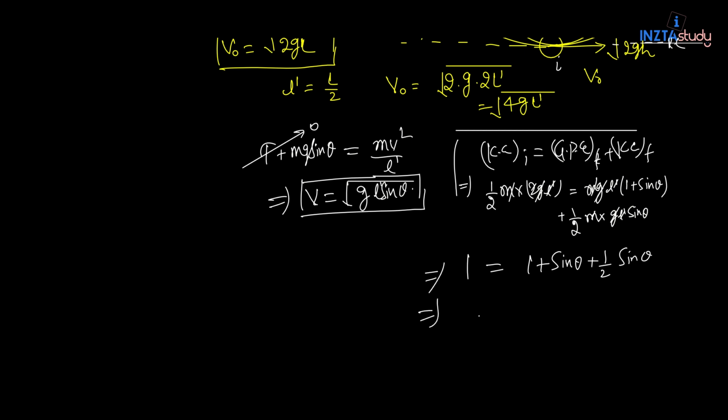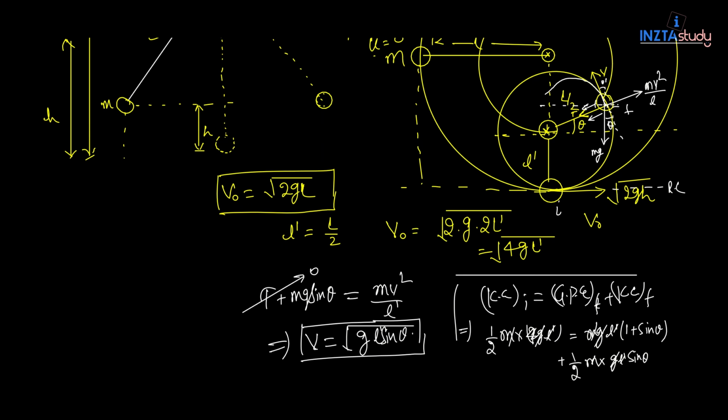It means this 3 by 2 sine theta is equal to, sorry, we have made one mistake. It is not 2, it is 4. So here this is 4, so here it will be 2. 2 minus 1 is equal to 2. It means this sine theta is equal to 2 by 3.